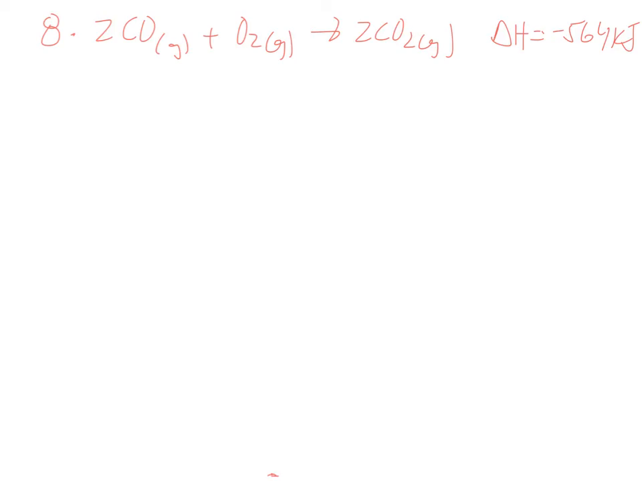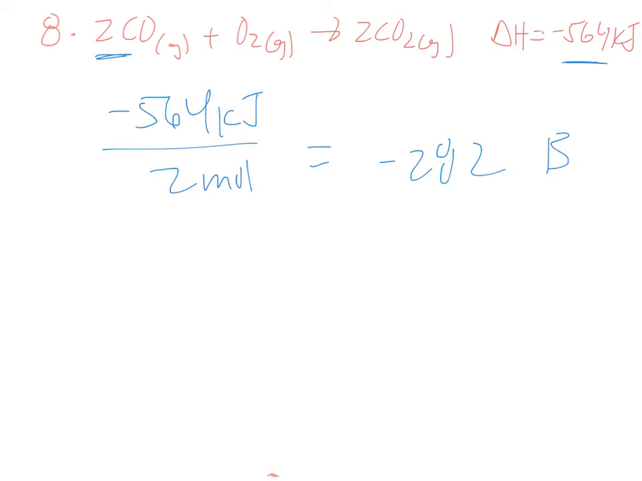Number 8 wants to know what would be the energy liberated when you combusted 1 mole of carbon monoxide. Well, according to the equation, 2 moles of carbon monoxide gives me negative 564 kilojoules. So if I wanted just 1 mole, if it's negative 564 kilojoules per 2 moles, I can just divide by that and I will have my kilojoules per mole, which should be negative 282, or answer B.